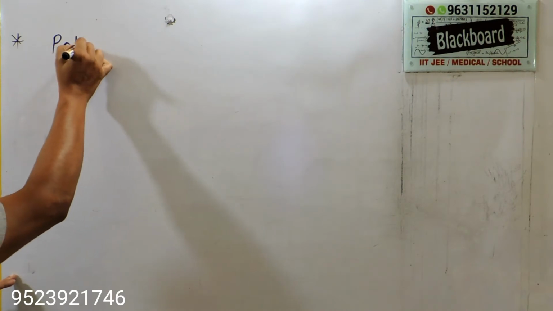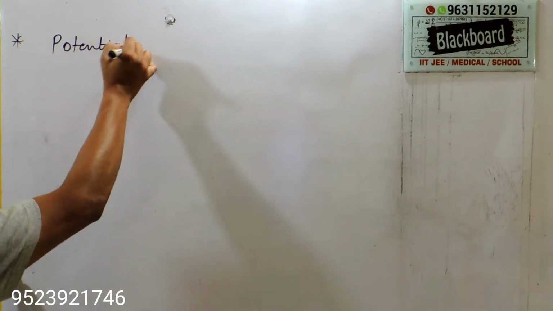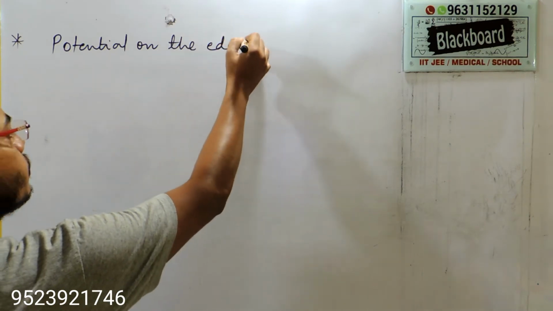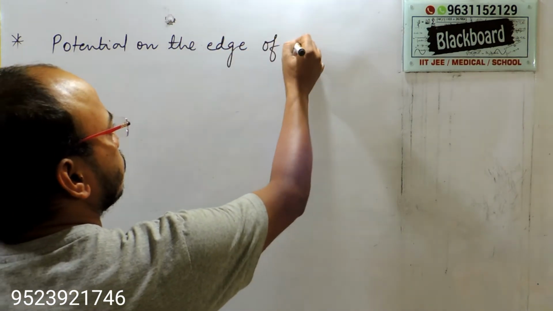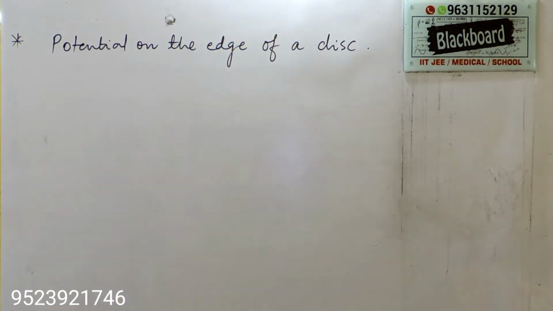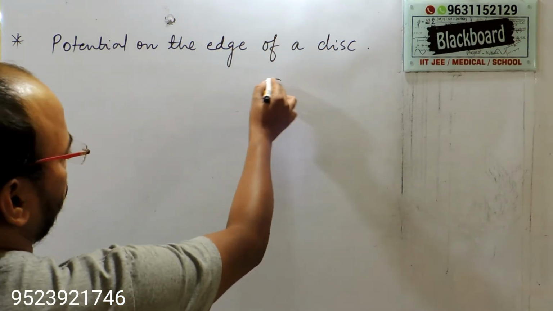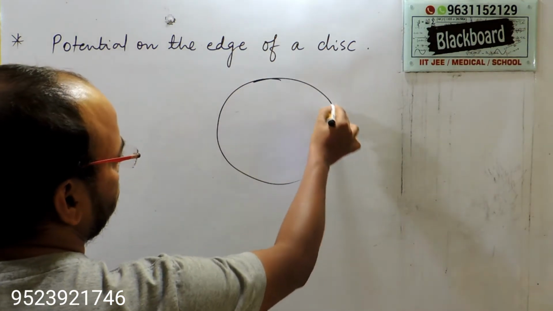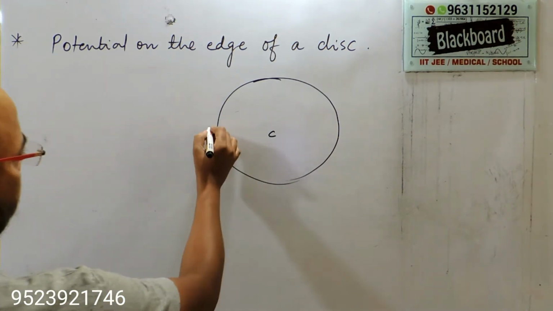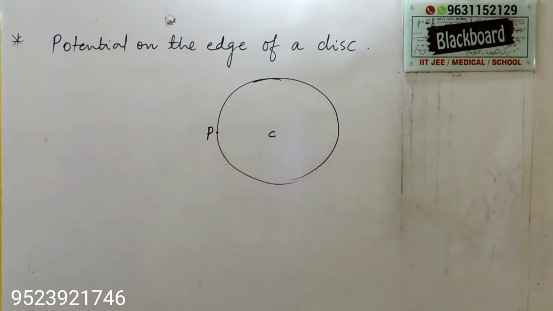Potential on the edge of a disk. How will you find the potential on the edge of the disk? Let this be your disk and this is the center. At point P we are going to find the potential.